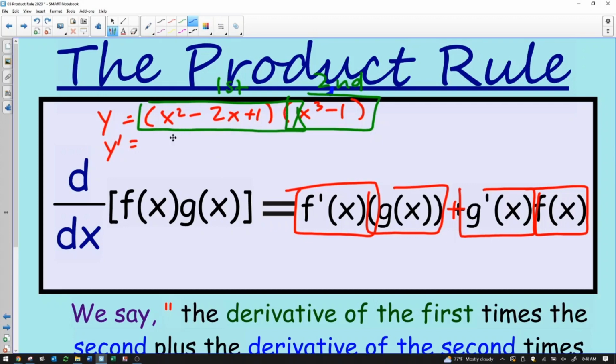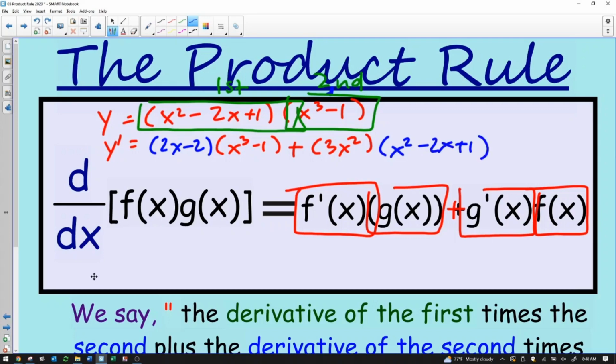They're being multiplied together. You take the derivative of the first times the second. See, this is multiplication. Times the second means don't take the derivative, just copy it down. Then there's a plus sign. Then you take the derivative of the second, so that's 3x squared, times the first. And the first means you don't do anything with it, you just copy it down.